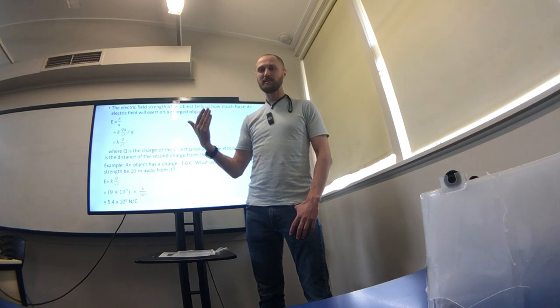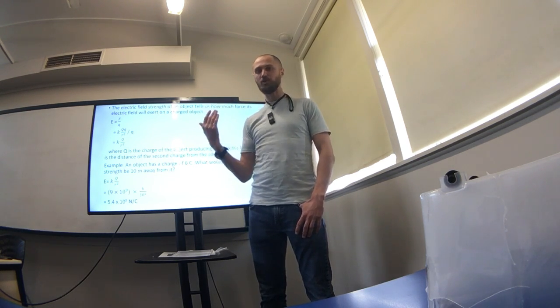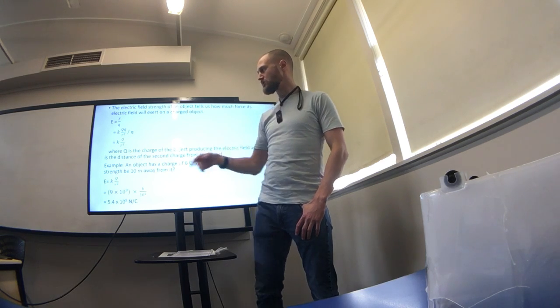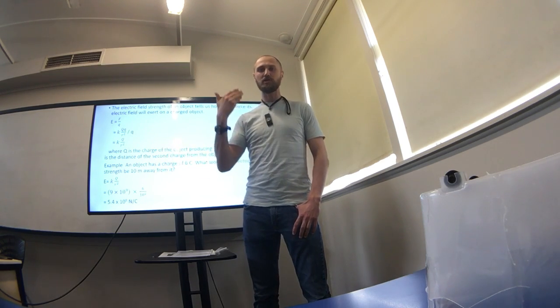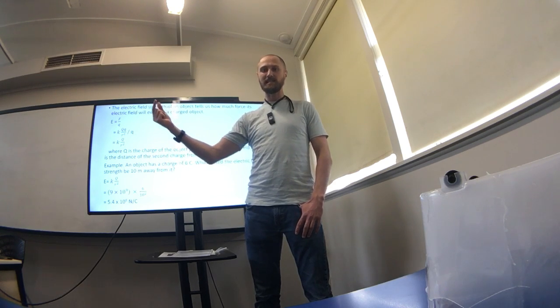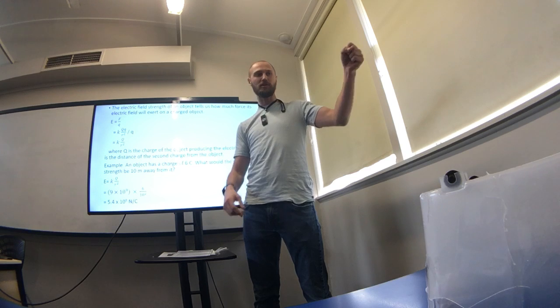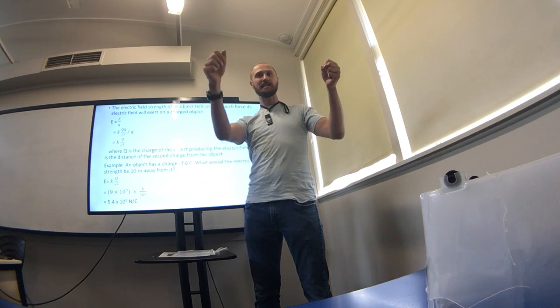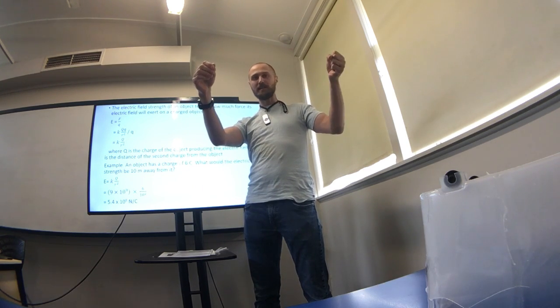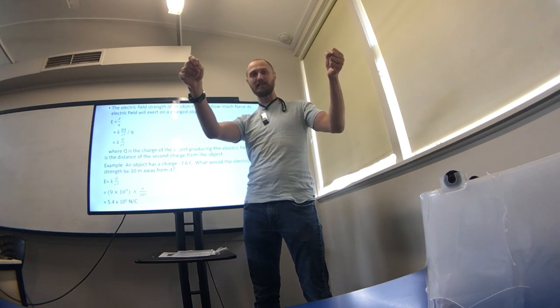Now, as part of doing this, I've changed my notation. Rather than saying Q1 and Q2, I've decided to use the notation of big Q is the object producing an electric field. Little q is some other object that is having a force exerted on it by that electric field. So this could be my proton producing its electric field. I stick another proton out there. The big Q is the one producing the electric field. The little q is the one that is experiencing a force because of that electric field.